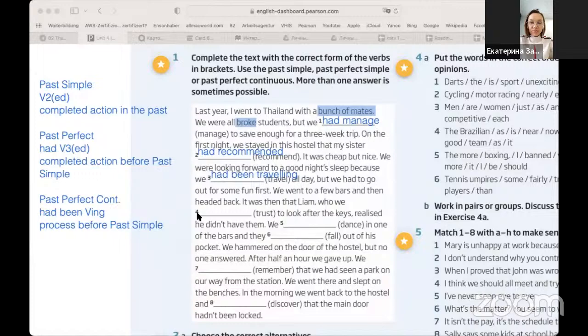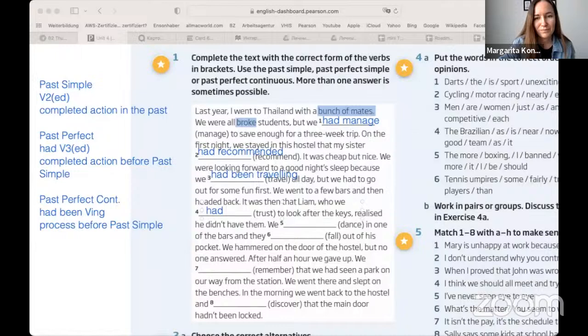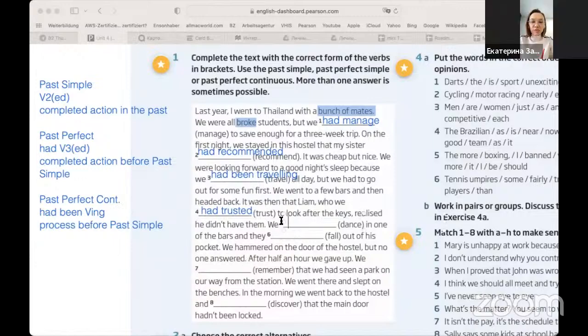It was then that Liam, who we had trusted. Is trust an irregular or regular verb? Regular, trusted. Had trusted to look after the keys, realized he didn't have them. Yes. Okay. We had been dancing in one of the bars and they fell. Had been dancing, you think, yes?